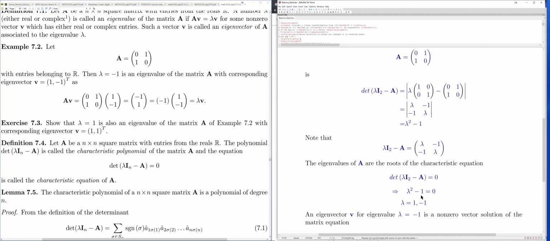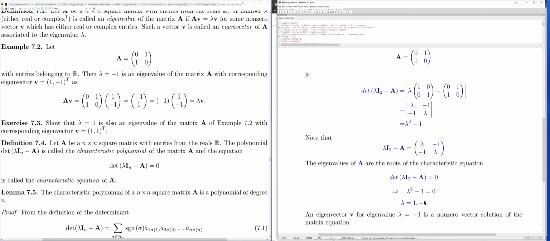You get your eigenvalues by solving this equation. Or more formally, the eigenvalues of your matrix are the roots of this characteristic equation. It's not hard to solve this. You're going to see you get 1 and minus 1. Recall those are the eigenvalues that we found before by our ad hoc methods for matrix A. One eigenvalue was 1 and the next eigenvalue was minus 1.